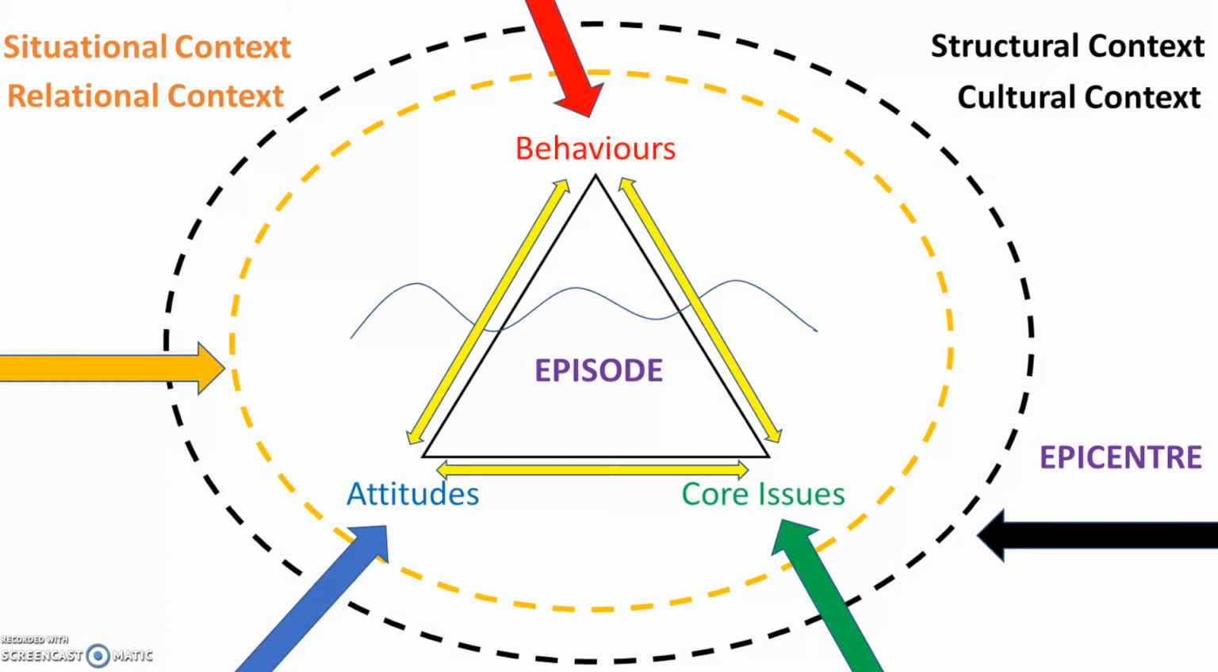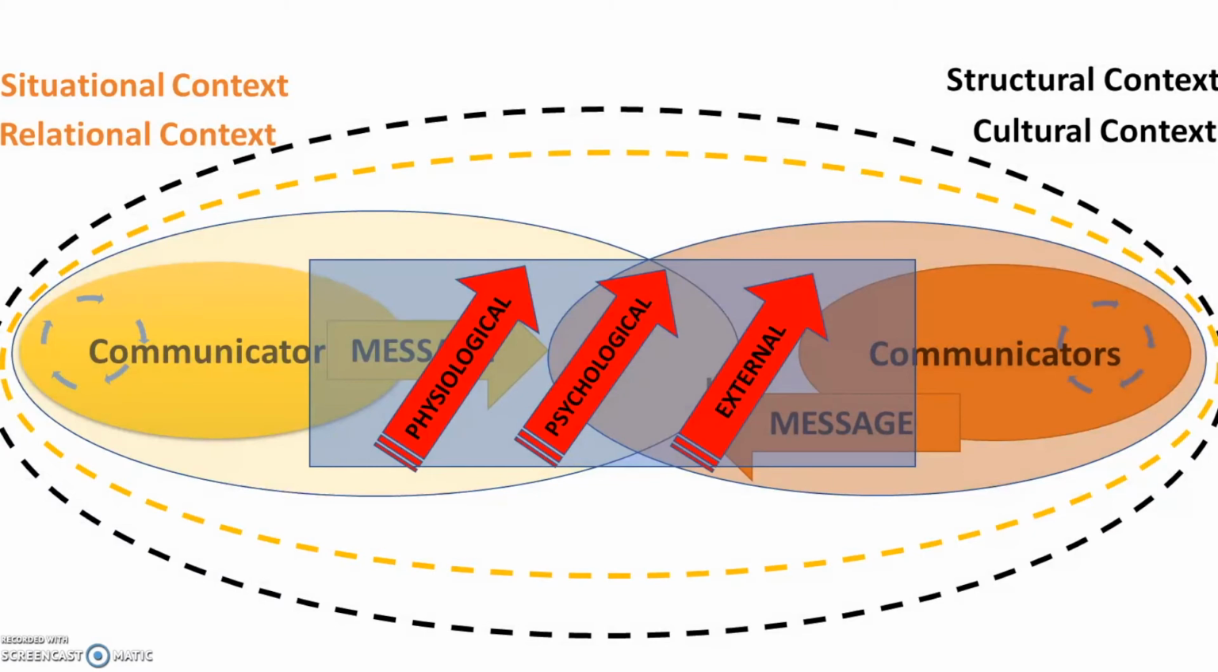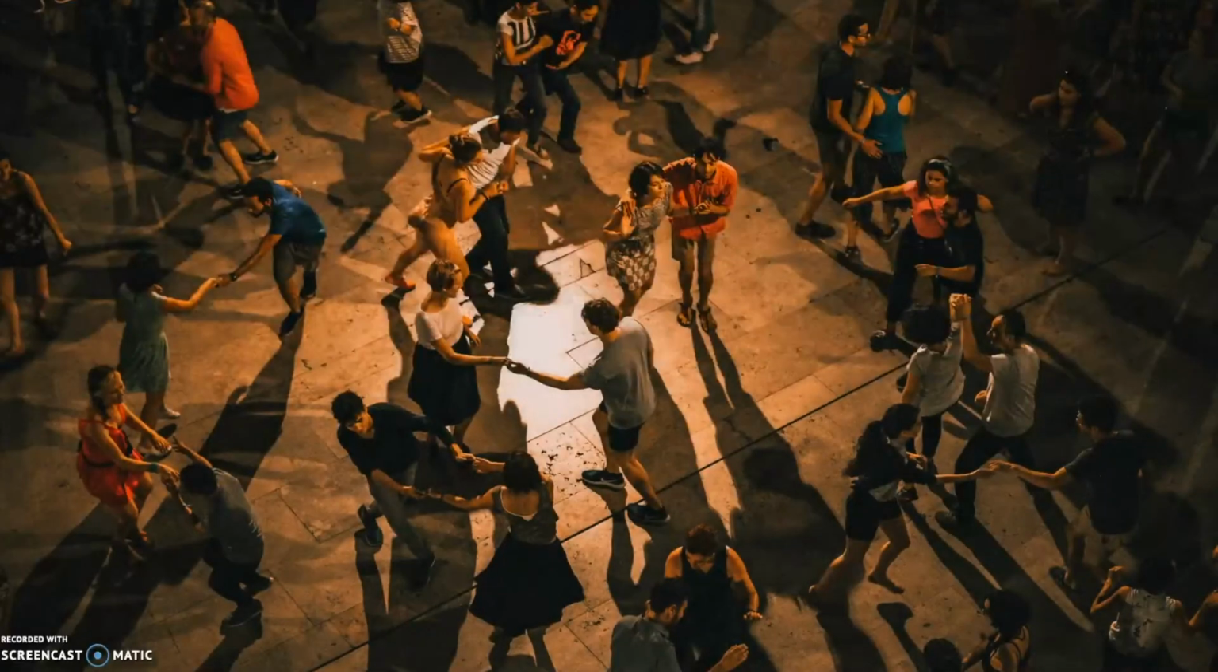So here's our model of conflict. And again, we're focusing right here on behaviors, although we're remembering that behaviors intersect with attitudes and core issues. And here's the transactional model of interpersonal communication, which is a model we're focusing on in this course. Again, this model suggests that interpersonal communication is a fluid, messy, dynamic transactional process that, in reality, operates more like dancing.